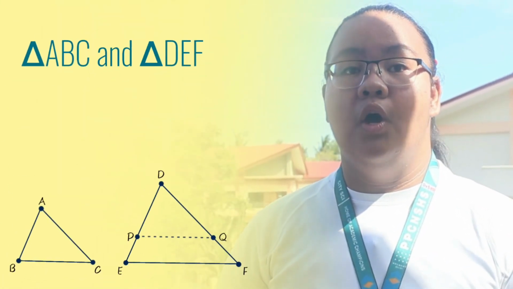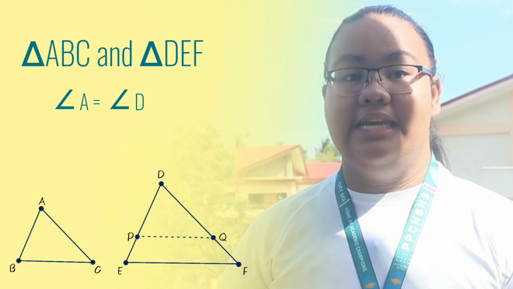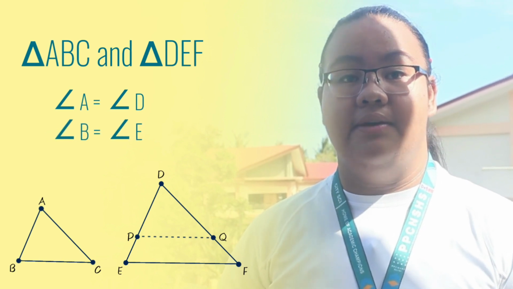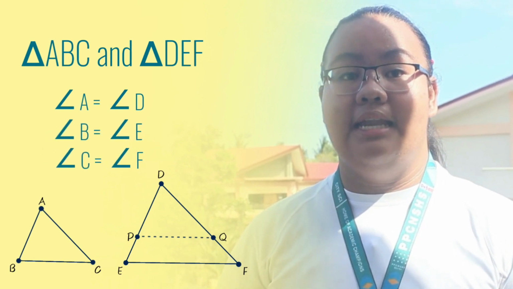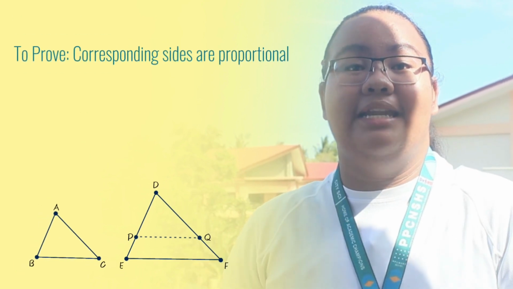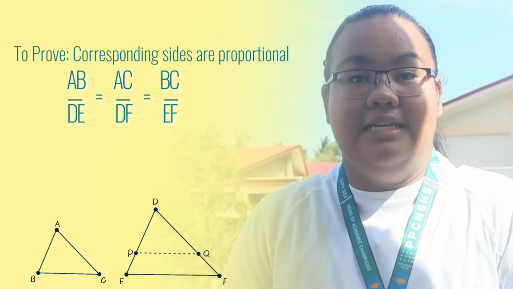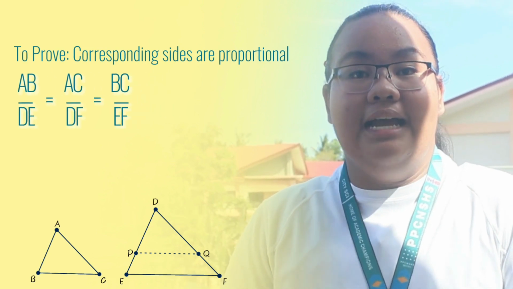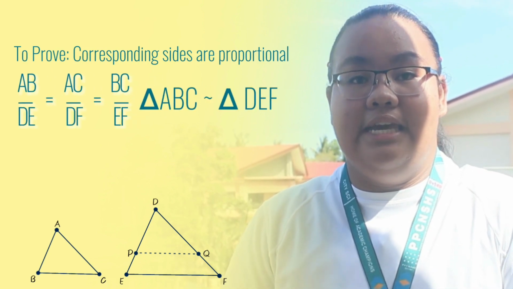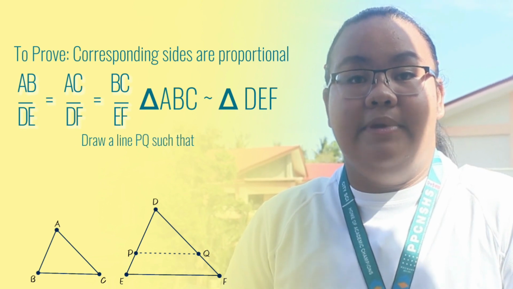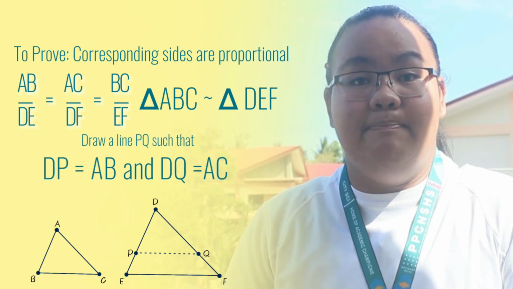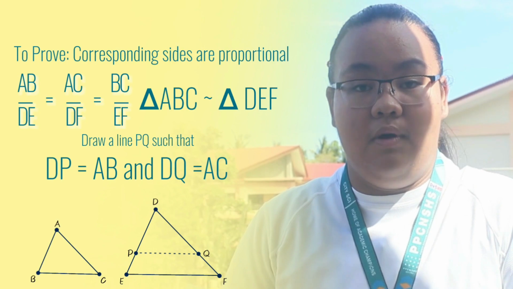Given triangle ABC and triangle DEF, we have angle A equal to angle D, angle B equal to angle E, and angle C equal to angle F. To prove corresponding sides are proportional, that is AB over DE is equal to AC over DF, and then triangle ABC is similar to triangle DEF, by drawing the line PQ such that DP equals AB and DQ is equal to AC.